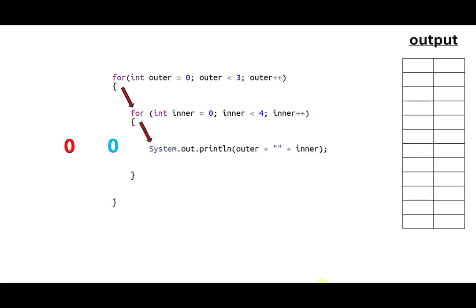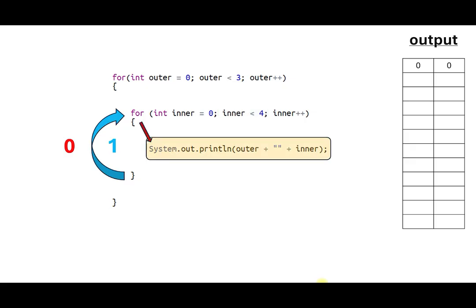Within the body of the inner loop, we have a System.out.println statement, where the values of outer and inner are concatenated. We'll put these values up on this table to represent the output console of our program. The flow of our program will then return to the beginning of the inner loop statement. Here, the value of our inner control variable is compared to the condition: is inner less than 4? As long as this remains true, our inner loop will continue.